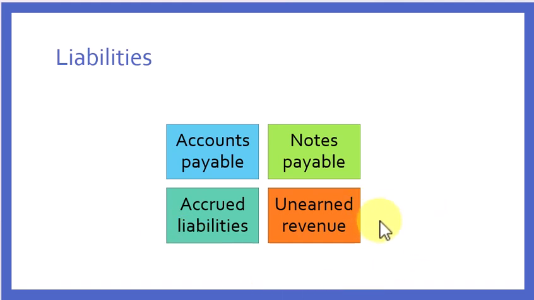Unearned revenue. Sometimes you'll also see this referred to as deferred revenue. This occurs when a customer has paid us up front and we owe them a good or service. So this is the rare example of a time when our liability isn't necessarily owing cash. It could be owing the customer whatever good or service they've already paid for.